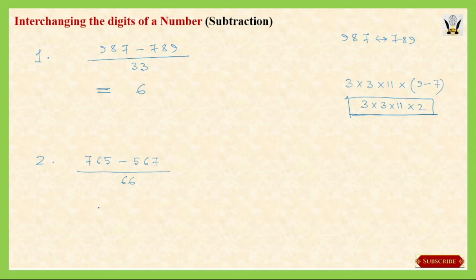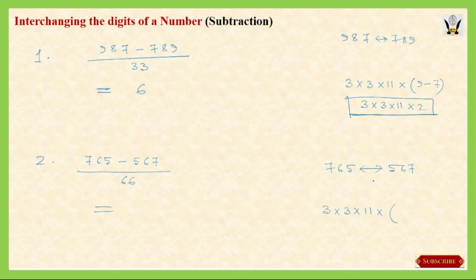Now the next example: here we are again performing a subtraction. One number is 765 and the other number is 567. What is the relationship between these two numbers? We are interchanging the digits of the first position and third position, and then we get the second number. So we know again that when we perform this subtraction, the result will have these four factors: 3, 3, 11. These three factors are fixed, they are constant, they will always be the same, and the fourth factor is variable, and that is again c minus a.